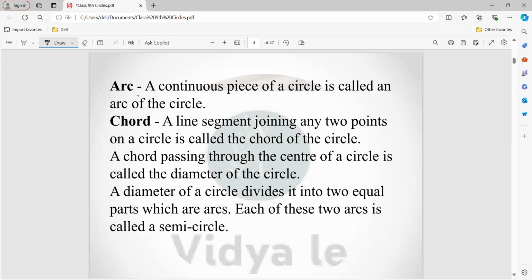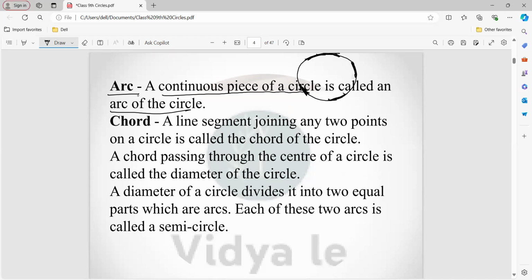Now, the next we have is arc. What an arc means. The continuous piece of a circle is called arc of a circle. So if we draw a circle, then take a continuous part of the circle. If I take this part, this is called the arc of a circle. If we take any continuous part, this is called the arc of a circle. Taking here, this is called the arc of a circle. This is arc of a circle.